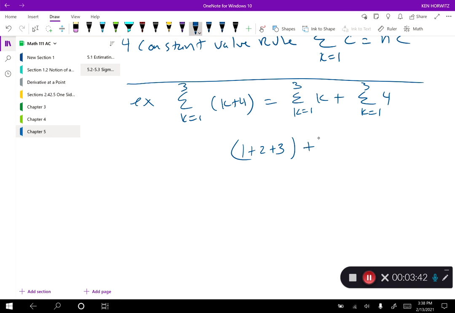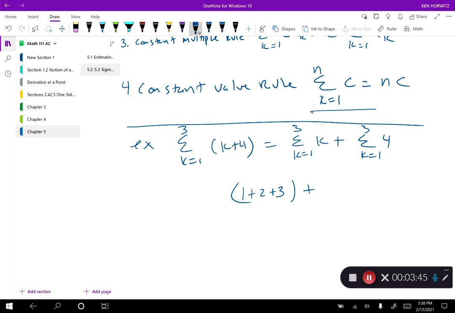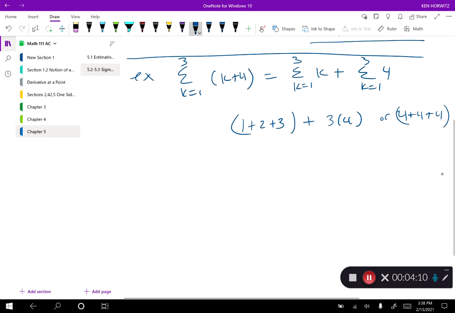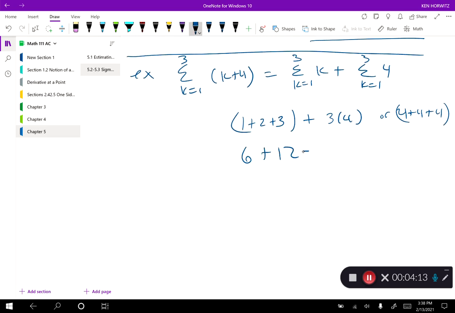And I'm going to add that to, again, I'm going to use rule number 4. So I'm going to say it equals 3 times 4, which would be 12. You could also run it through 3 times, say, 4 plus 4 plus 4, which again would equal 12. So 1 plus 2 plus 3 is 6, plus 12 equals 18. So in this small example, I used 2 of those 4 rules.